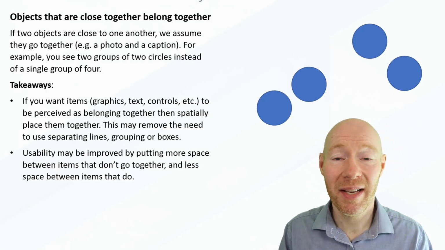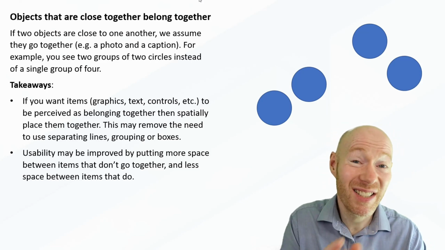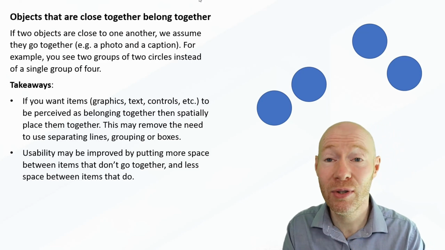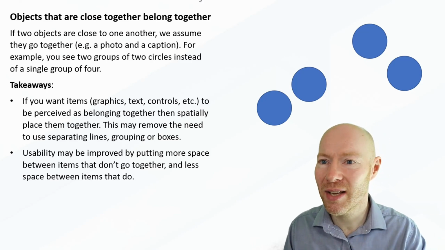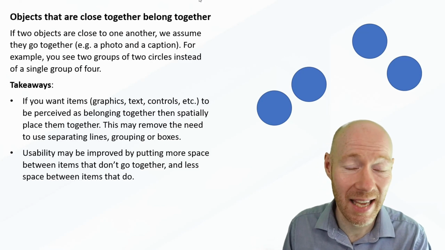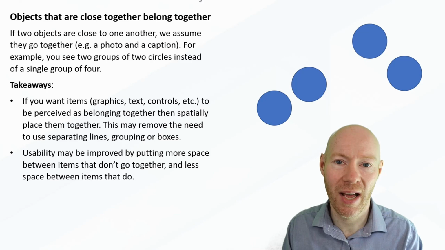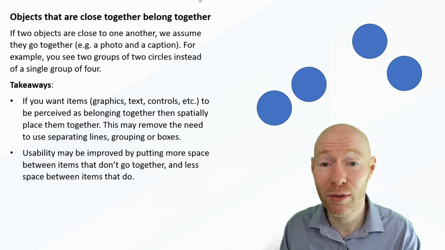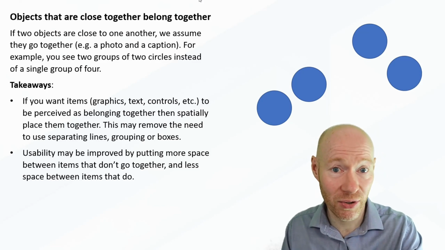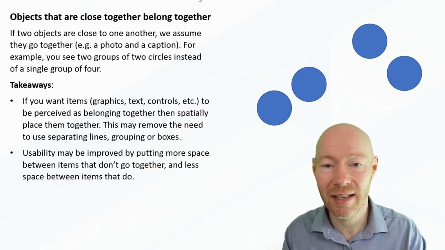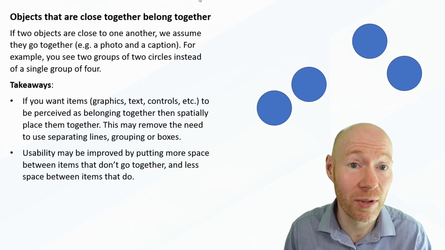A few other aspects, and this ties into some of the earlier talks: if we position objects spatially close together, our brain automatically links them together. So things that are close together belong together. In this case, you can see two groups of two circles as opposed to one group of four circles. But it also applies, for example, to pictures and captions. If they're physically located together in a spatial arrangement, we assume, oh, they must go together.